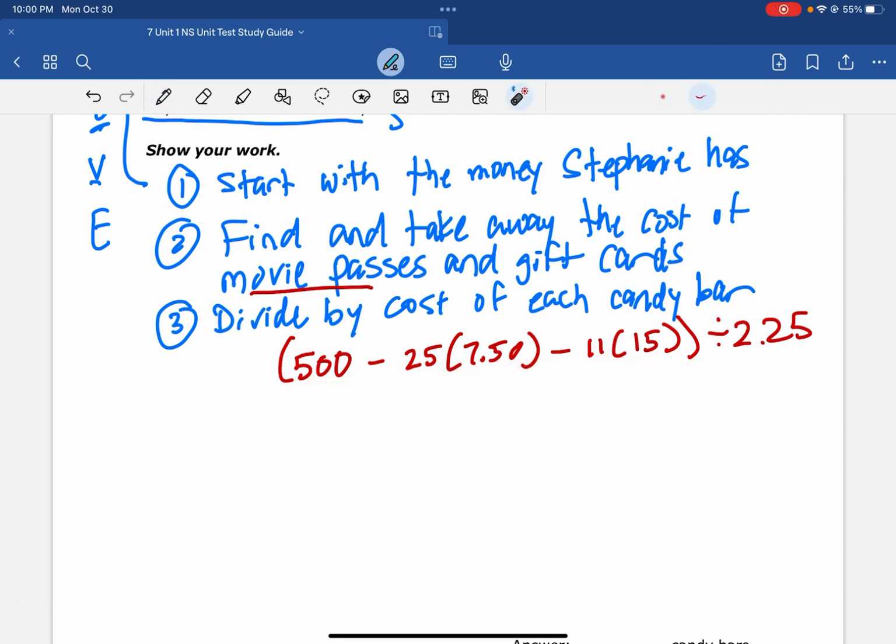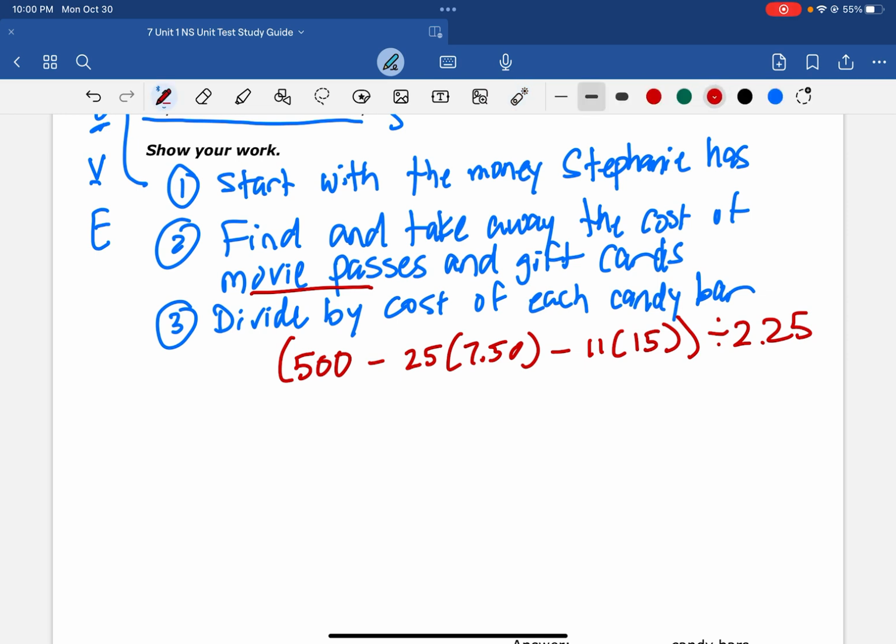So remember, 500, that's the money that Stephanie started with. We're taking away the cost of the movie passes. We're taking away the cost of the gift cards. And then we're dividing it by 225. And that's going to tell us how many candy bars we can buy with the money left over from this. So let's get started.